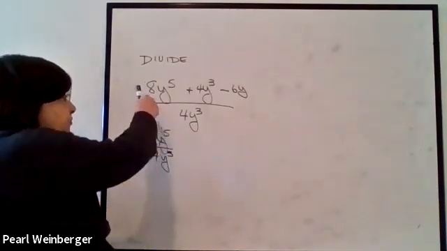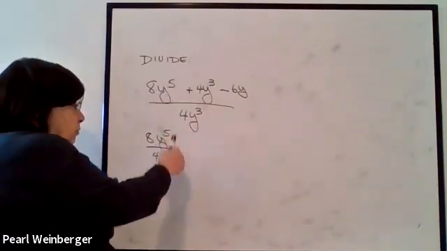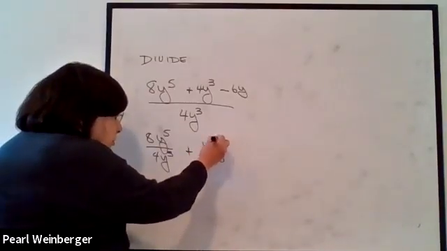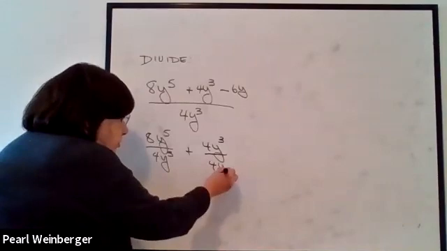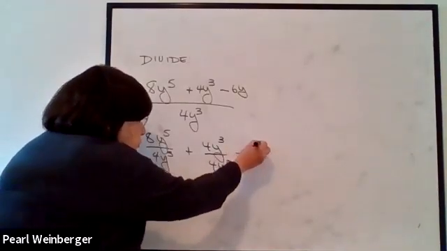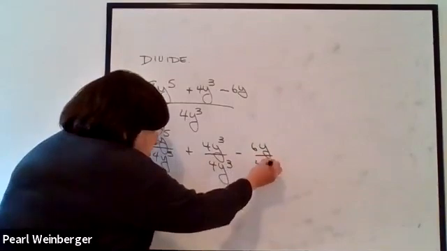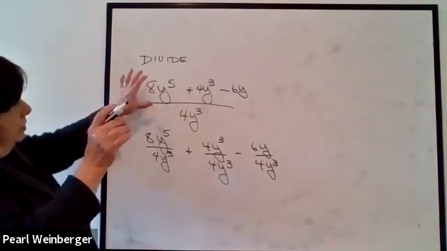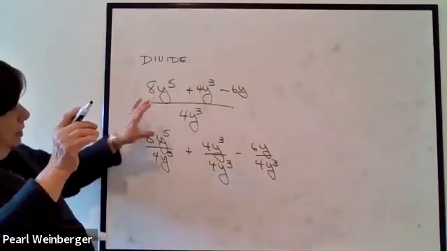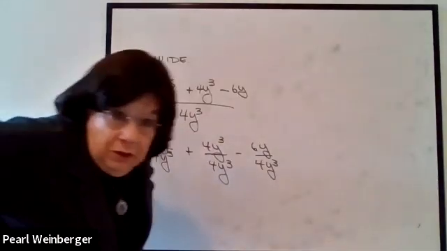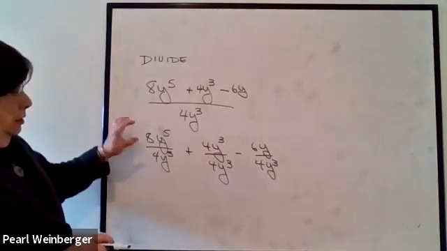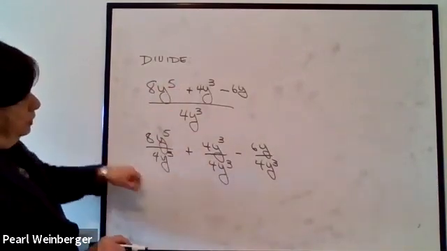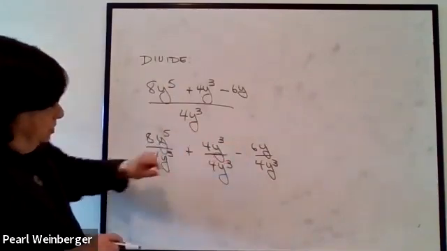So we have to put the 8y5 over the 4y to the third, plus the 4y to the third over the 4y to the third, minus the 6y over the 4y to the third. When it says divide, it didn't say reduce, it didn't say simplify, it said divide. They want each term divided individually by the divisor, which in this case is 4y to the cube.